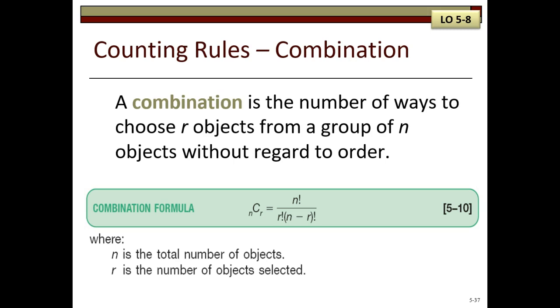Now we're going to look at combinations. A combination is the number of ways to choose R objects from a group of N objects without regard to order, so order doesn't matter. In combination problems, the sequence ABC, CBA, and BAC is counted as one combination. We'll see how this formula is used in the following slides.